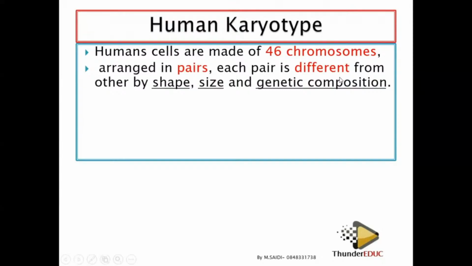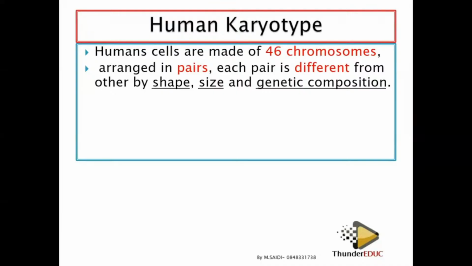Each pair is different from the other. So how do they differ? They differ by shape, size, and genetic composition. So pair number 1 is totally different from pair number 2 by size, shape, and genetic composition. It means that what pair number 1 determines is not the same thing that pair number 2 determines.